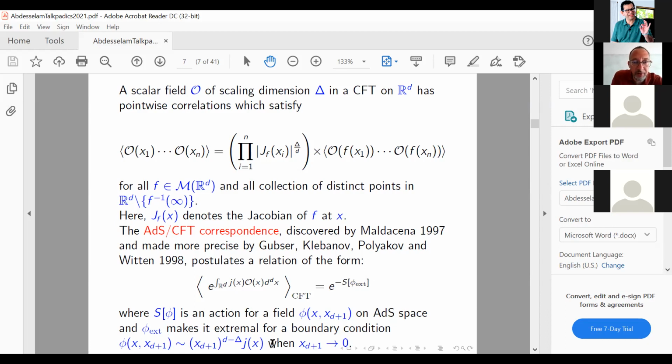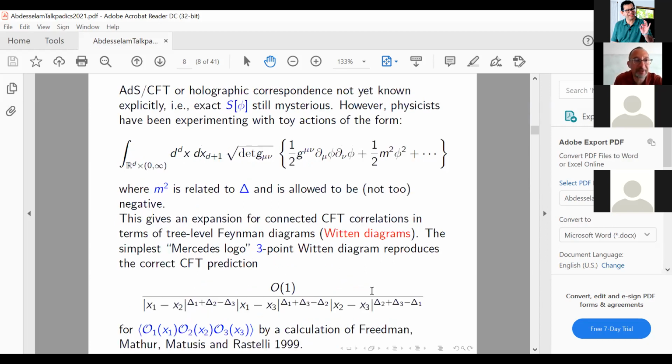All right, so now the problem is that we don't really know what this thing is. People have been trying different approaches, but with this holographic correspondence, the problem is that this action S of phi is mysterious for the bulk. But physicists have been working with models which look like this. G is the invariant metric, the hyperbolic metric. You start by putting some phi squared, and you can put higher order terms. The mass is not allowed to be too negative. There is a certain bound that needs to be satisfied.